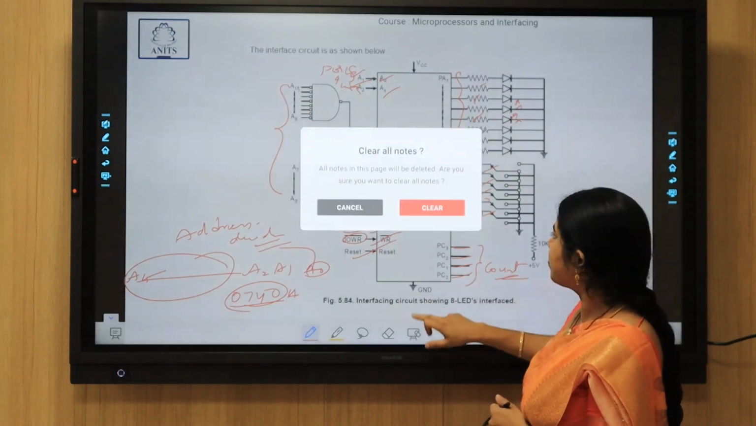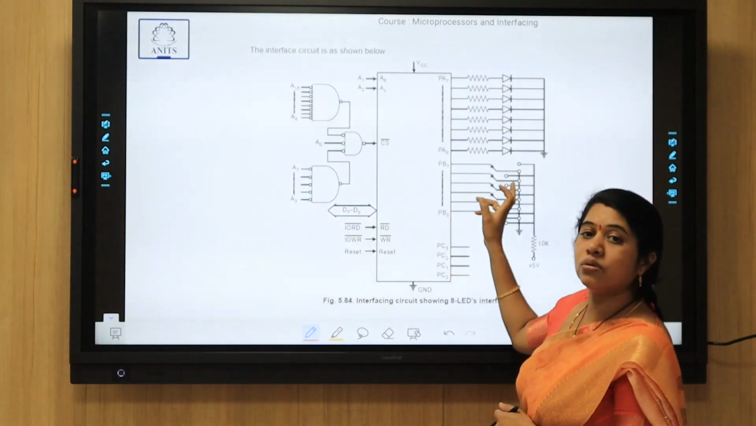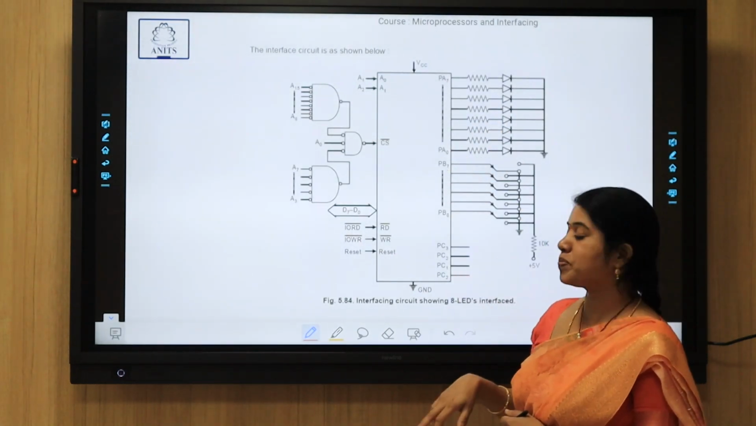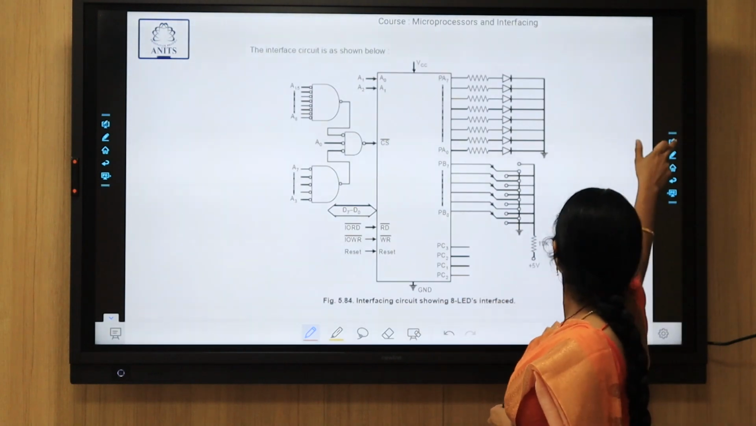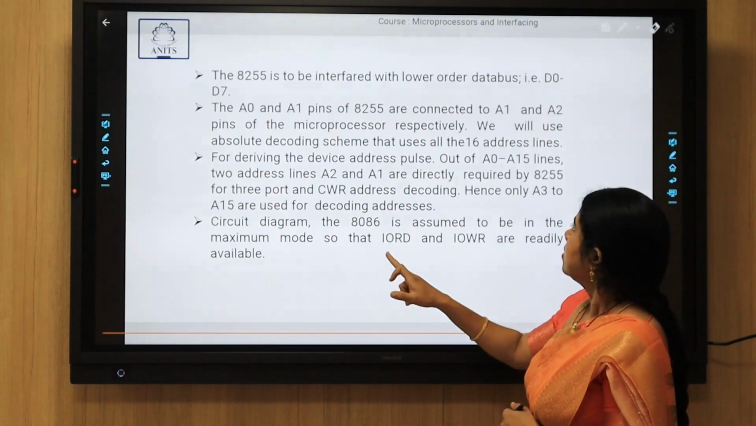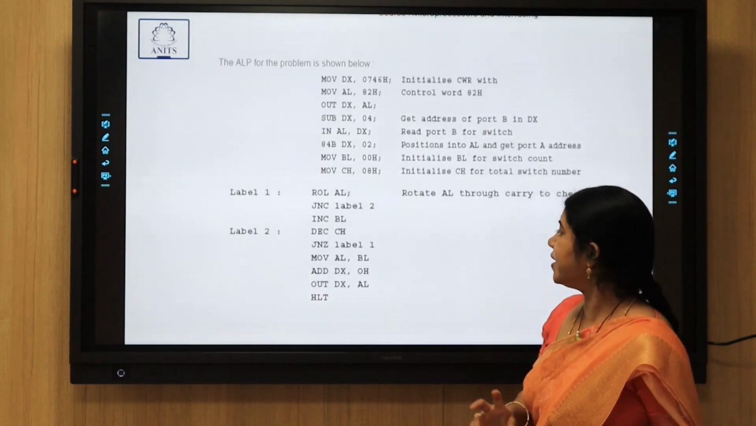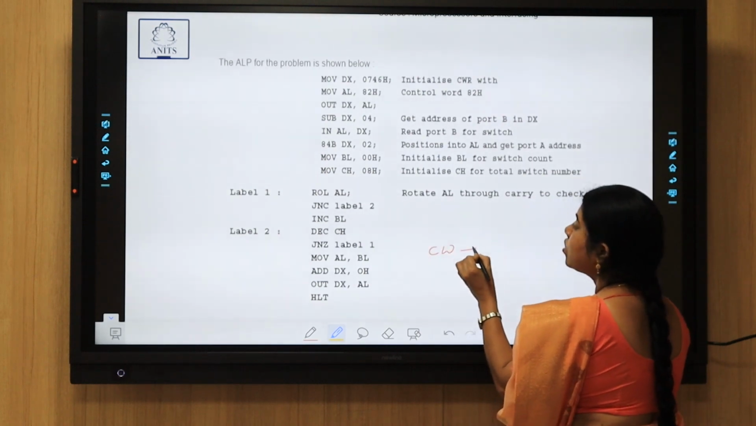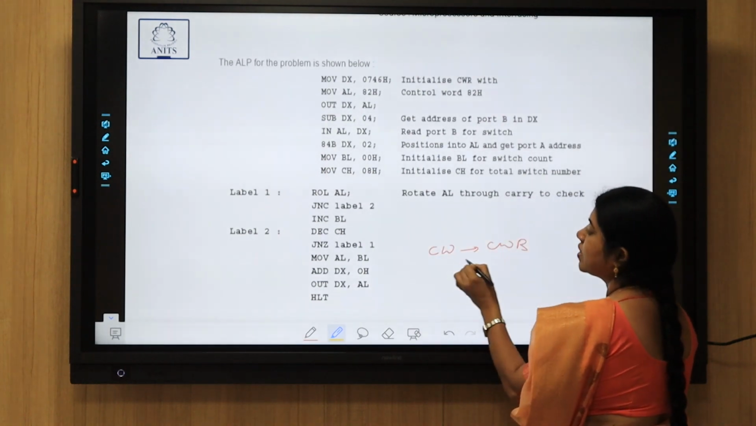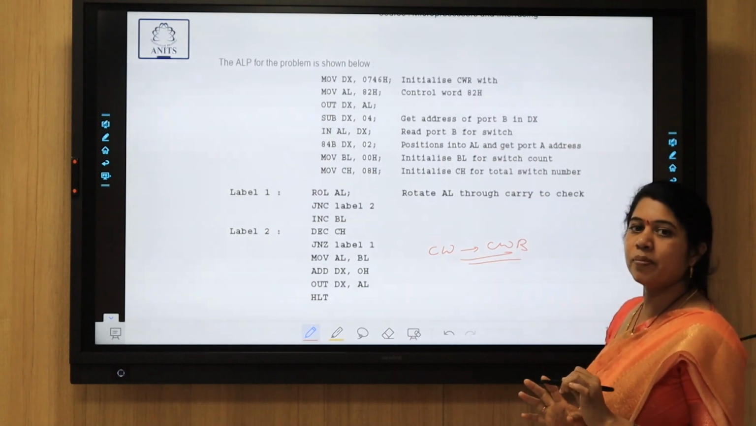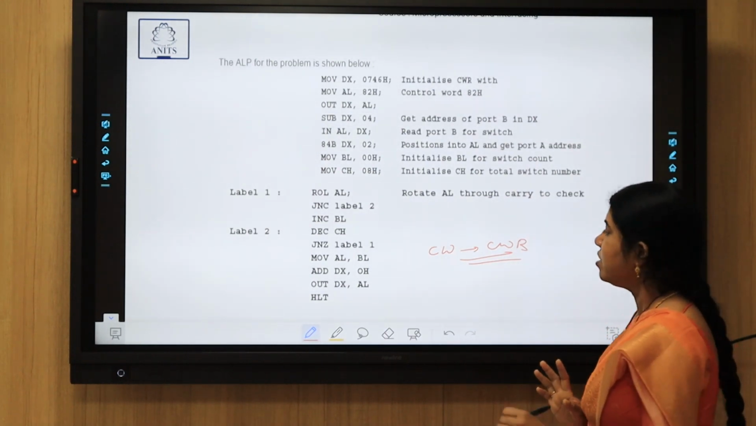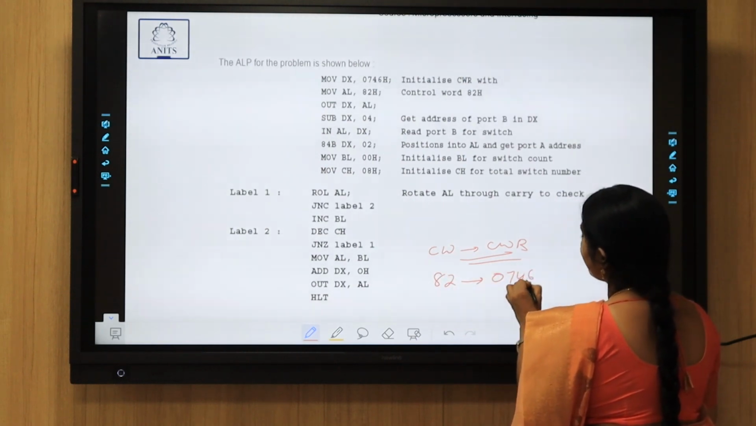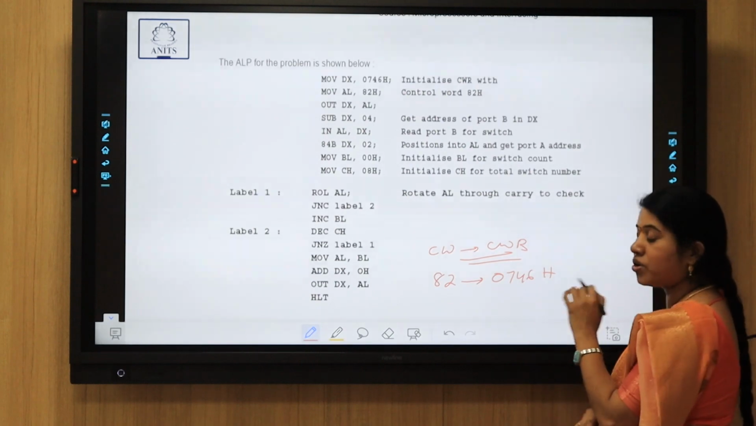So let us see the program to display the switch pattern over port A, and the count is to be displayed on port C. Coming to the example, as we discussed previously, the control word must be initialized in the control word register first. Then only the ports will be initialized according to the requirement. What is the control word? 82H. That 82H must be loaded in 0746H, because it is the control word register address.